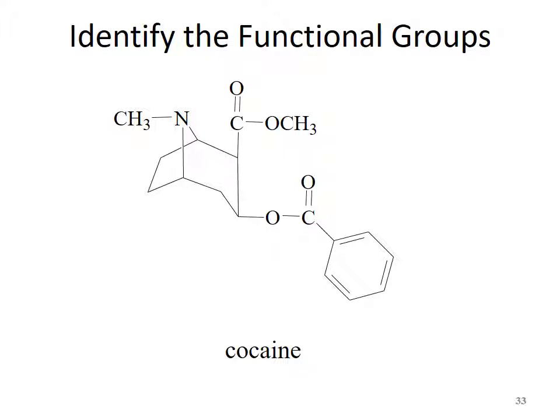Show one more time. This is a C here, to C to O to C. So COC, you think ether, right? But you have to look at the neighboring C's, and this one has a double bonded O on it. It's an ester.